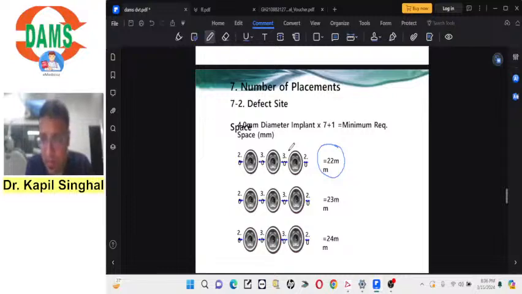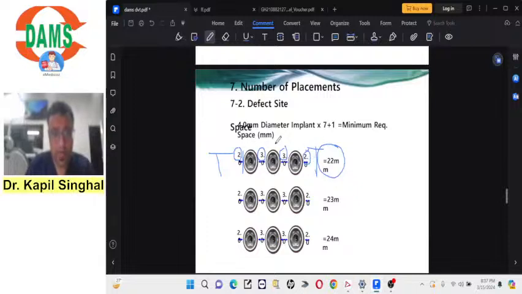What would be the size of each implant? Okay, so now first of all let's remove the safe distances. The distance between the implant and the natural tooth, suppose here is my tooth, is 2 mm. The inter-implant distance is 3, the inter-implant distance is 3, and here also, the distance between the implant and the natural tooth is 2.